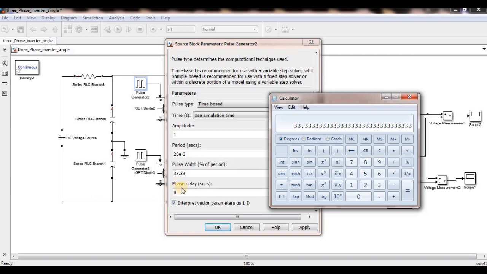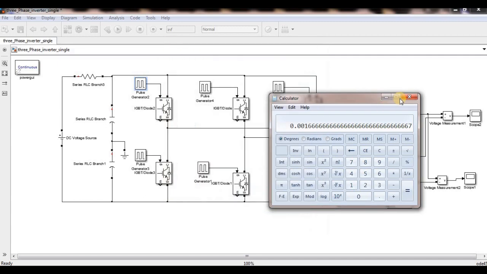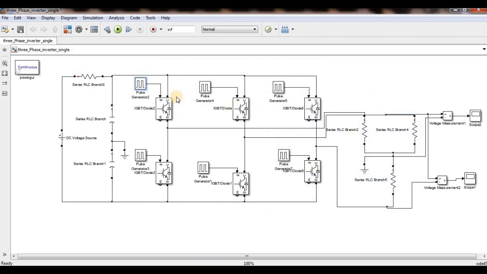So I will calculate how much delay is required. See, 20 milliseconds, 20 e to the power of minus 3, is for 360 degrees. So for 30, it is 30 by 360 into 0.02, which is 0.00166. So 0.00167 is my delay, and 33.33 is my width. This is for the 120 degrees conduction mode.